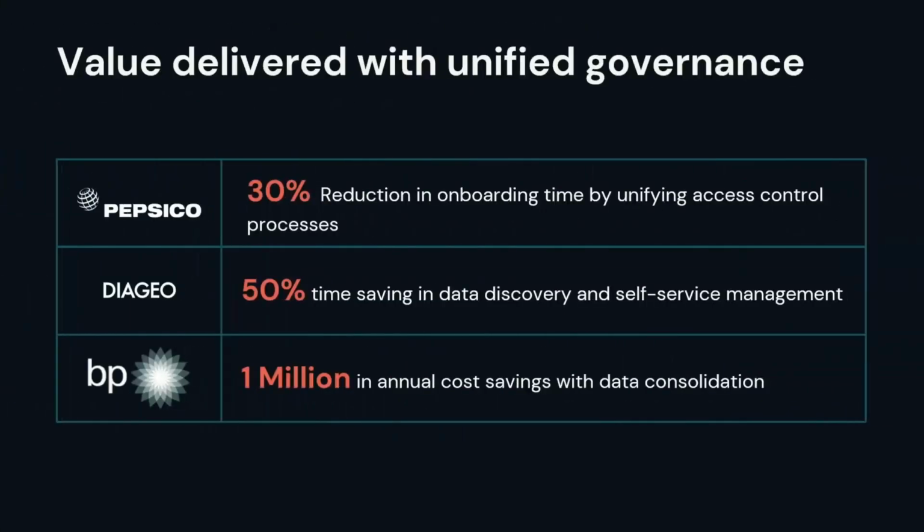And we have seen the benefits across different organizations, smaller and larger. PepsiCo saw a 30% reduction in onboarding time because of the unified access policies. Diageo saw a 50% jump in self-discovery. British Petroleum reduced cost by $1 million over a year. So there are a lot of benefits when you think about unified governance. It's not just about access controls and discovery. There are a lot of things tied to governance.